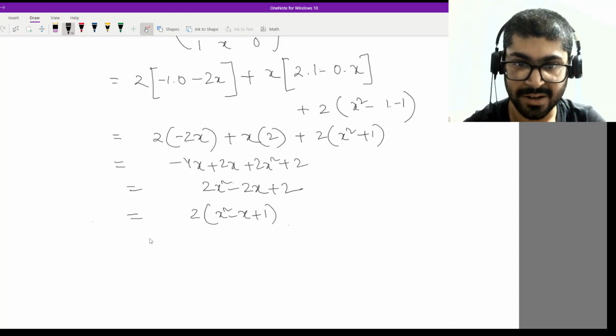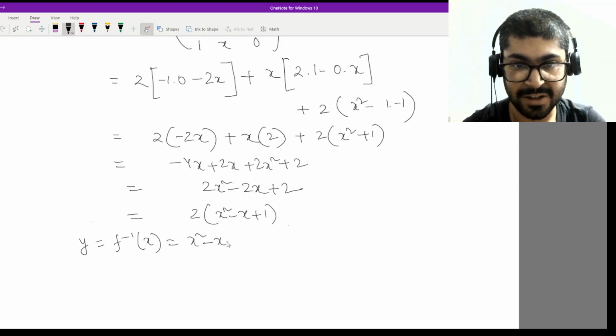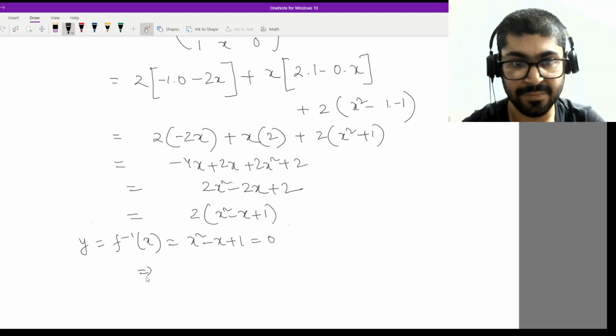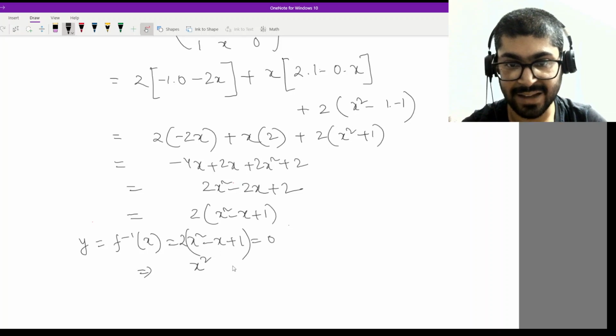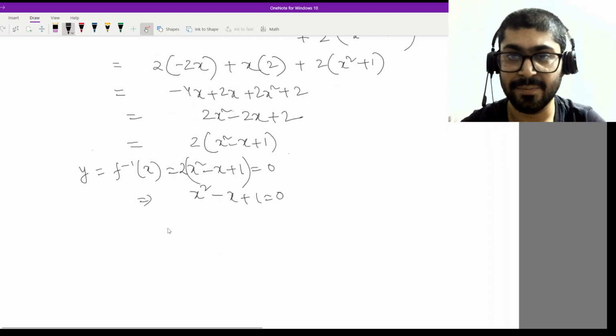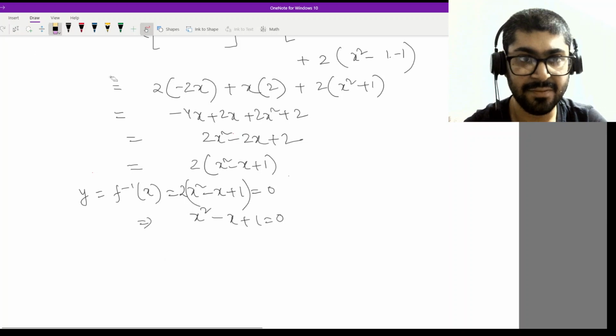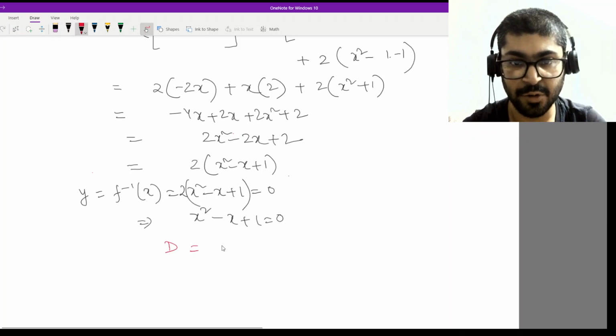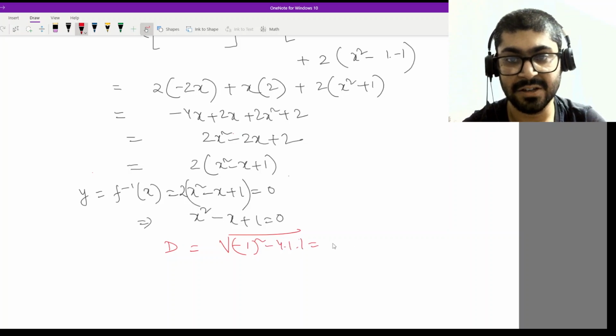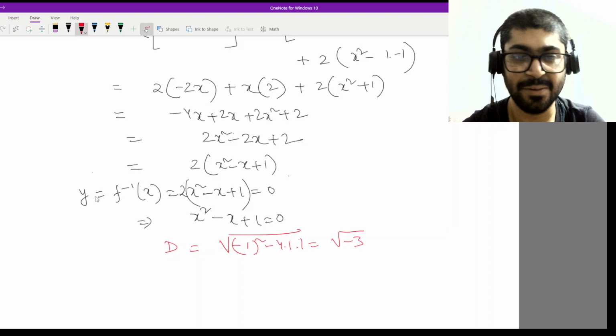Now this has no solution, because if I set y equal to f inverse x equal to x squared minus x plus 1 equals 0, then I'll get this solution, right? Because the 2 would be cancelled with the right hand side, and I'll have this equal to 0, which will just imply, I'll check for the discriminant here. So the discriminant will be b squared minus 4ac, right? So it will be minus 1 squared minus 4 into 1 into 1, which is minus 3. So the discriminant is negative.